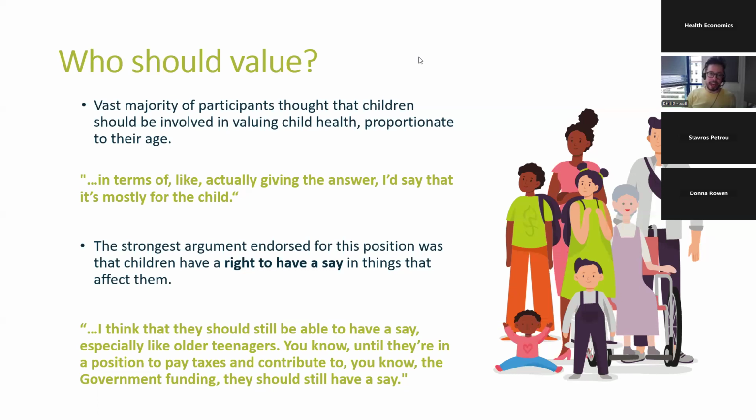And the argument that came out, which was replicated, as you'll see in other studies, and is the strongest one, is the right to have a say argument. This goes back to one of the UN's rights of the child publication about children having a right to have a say in issues that affect them. That was one of the strongest arguments given for why, fundamentally, in principle, these participants believe that children should be involved in valuation proportionate to their age.